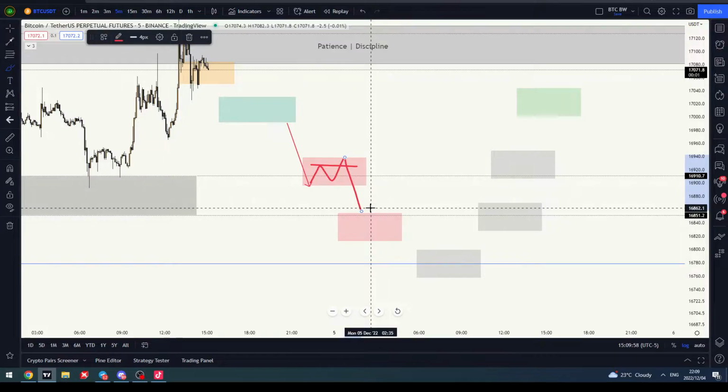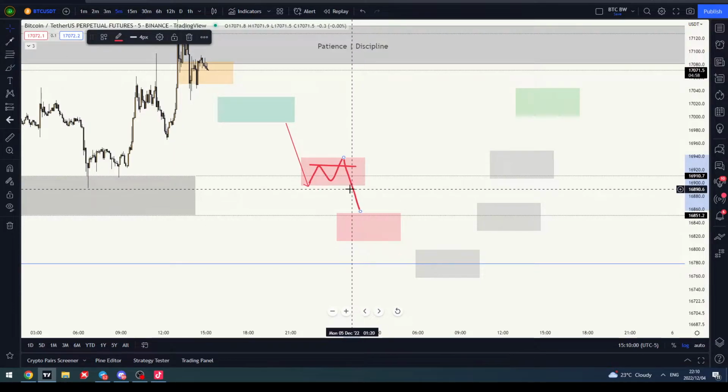Which time frame is fib retracement applicable? All time frames, brother, all time frames.